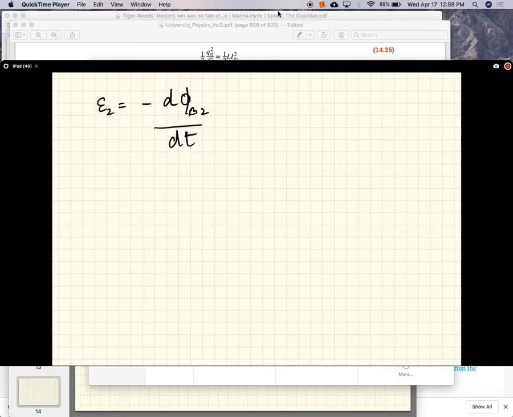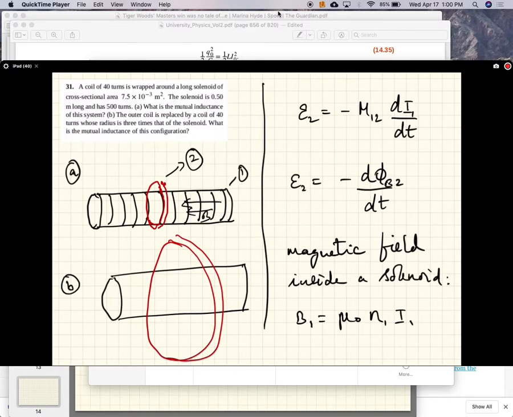This is equal to d by dt of B1 A1. The flux through coil 2 is just the magnetic field of coil 1 times the area of coil 1. The area of coil 2 does not come into play at all. Why is that? Because the magnetic field is only in this region. And I've chosen to draw the direction of the magnetic field, but it could be the other way as well.